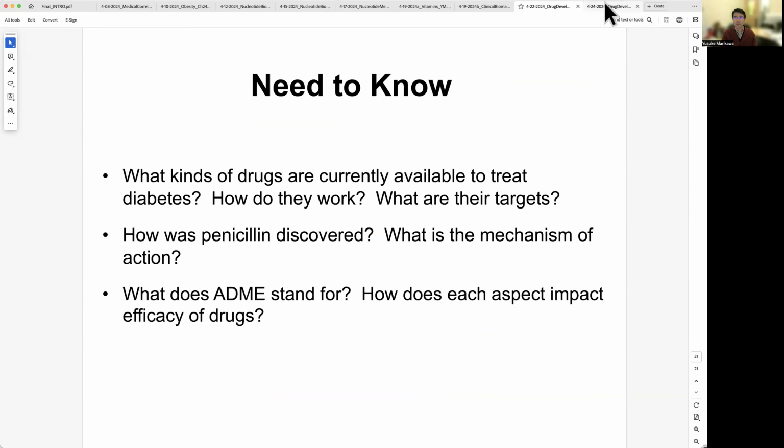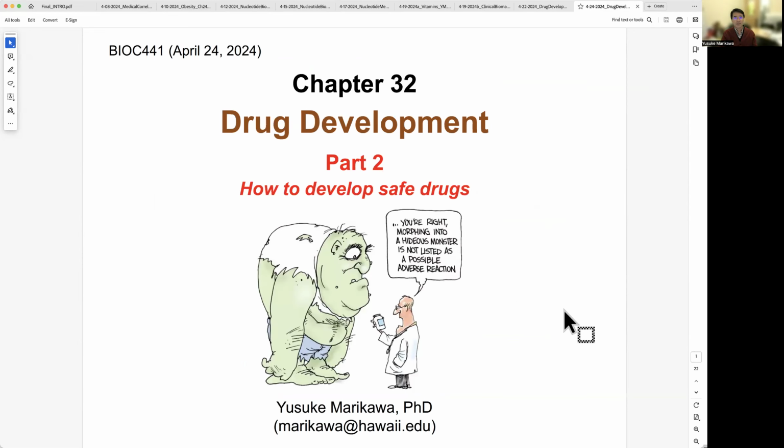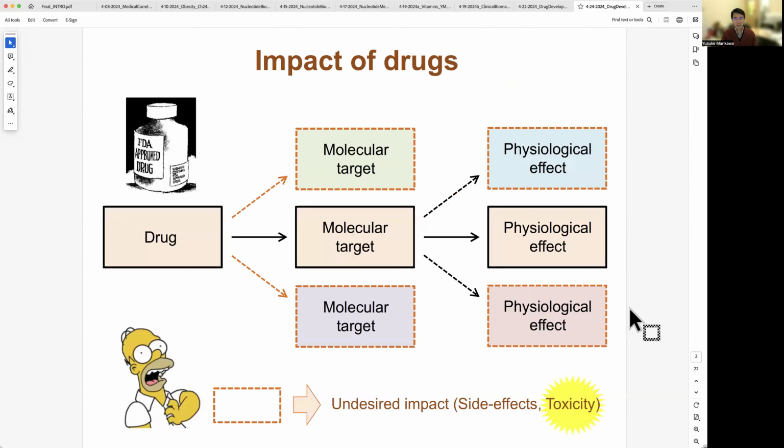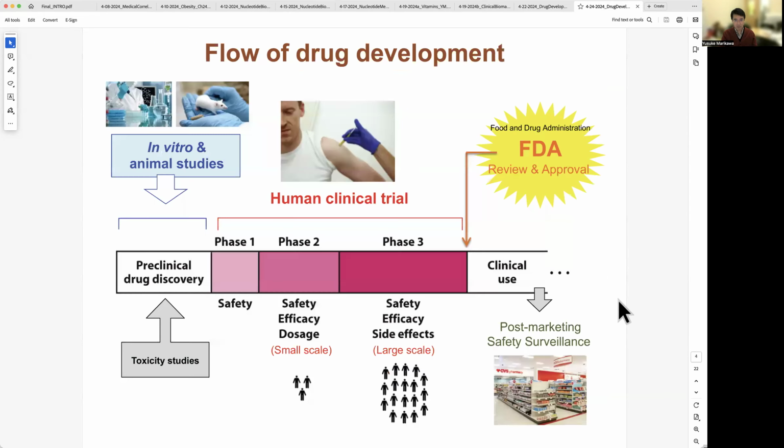Okay, one more thing. The toxicity part of drug development. The flow of drug development, I would say most countries follow this kind of flow, but this is the United States way, the Food and Drug Administration. You first need to know this flow: preclinical drug discovery, phases 1 to 3 of human clinical trials, and then clinical use, like marketing it, and the doctors start to prescribe to regular people and so on. You need to know the flow.